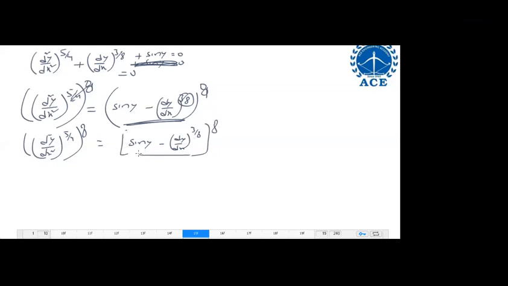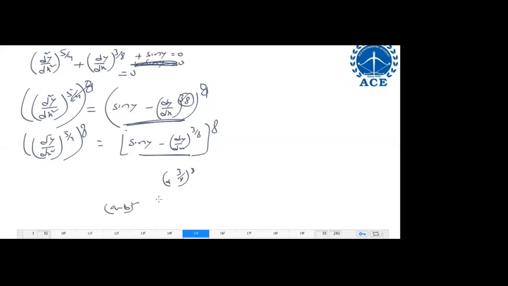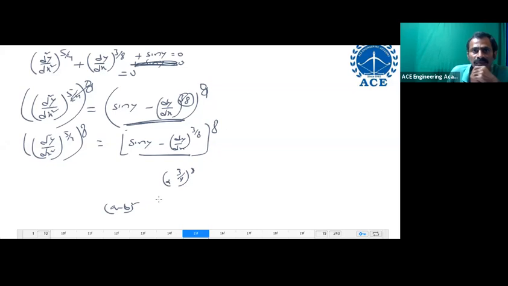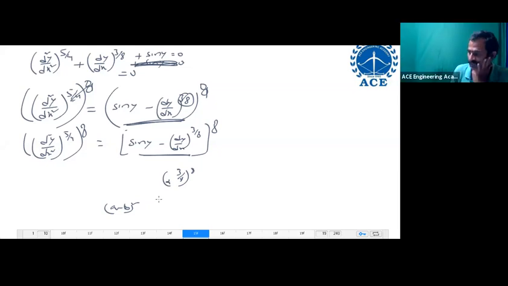If we expand this, we get terms like 3 (dy/dx)^(3/8) to the power 7, like this; we get different fractions only, just like (a minus b) whole square. In some terms we again have fractions only. Then it is difficult to eliminate, so we can't say the degree. Okay, thank you, sir.